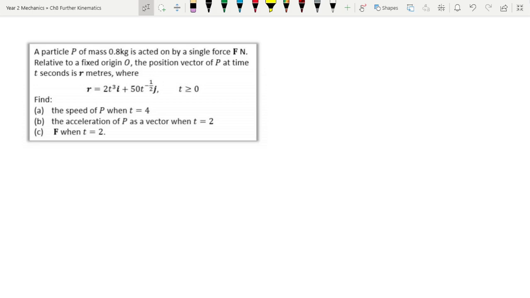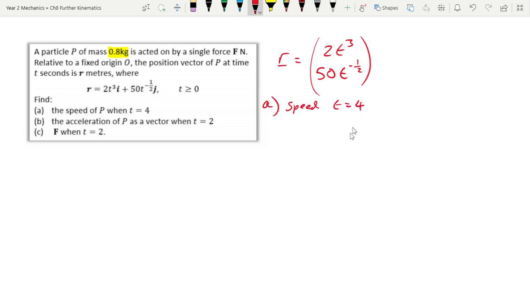So here's an example of using calculus and vectors together. A particle of mass 0.8 is acted on by a force F. Relative to a fixed origin, the position vector is given by this expression here. So r as a vector is given by 2t cubed i, so it's 2t cubed (I always prefer writing these as column vectors), and 50t to the minus a half j, so 50t to the minus 1/2. Okay, so that's its position. We've got to find first of all the speed, so the magnitude of the velocity at t equals 4.